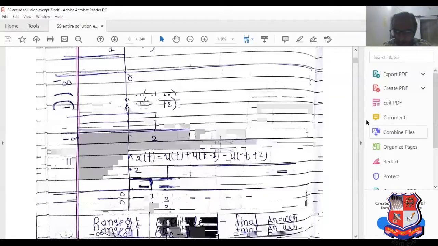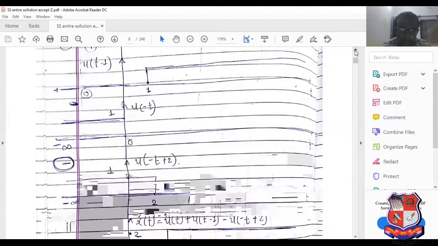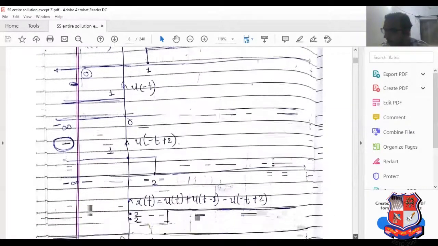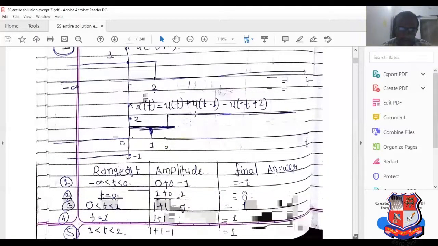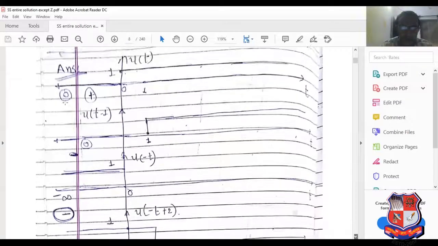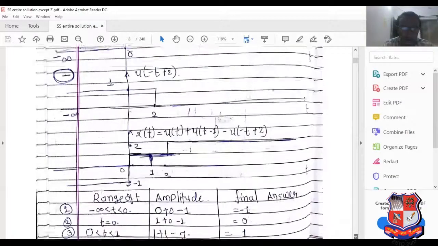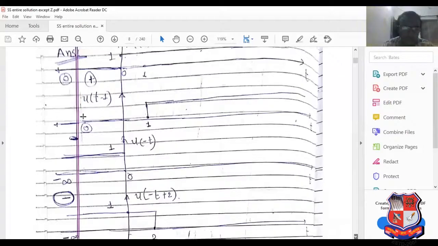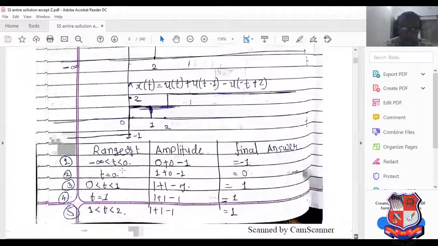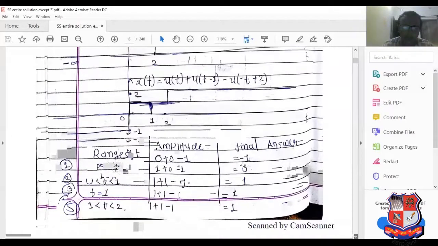And if you add these three quantities, here plus, here minus, here plus addition, then we can get this particular answer. If you sketch this, as already explained in the previous example, between minus infinite to 0, what is the amplitude here? 0 plus 0 minus 1. Here 0, here 0, here amplitude is minus 1. So the resultant answer is minus 1.